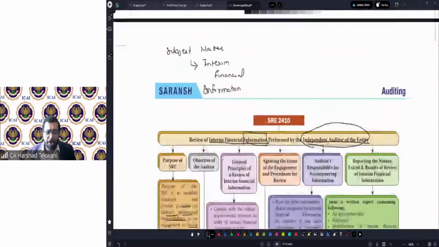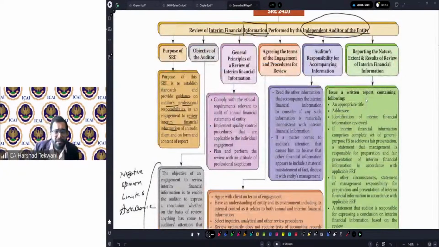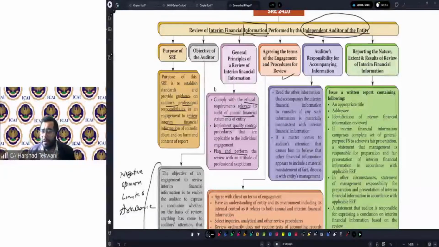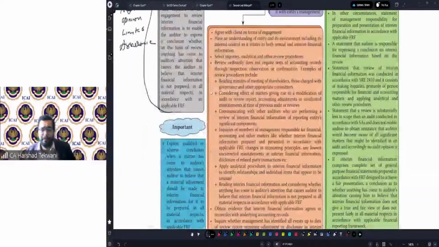And if I talk about the requirement part wise, whatever requirement is there for this particular standard, it's the same. For example, comply with ethical requirements relevant to the audit of annual financial statements, implement quality control, plan and perform the audit. Then you are agreeing the terms of the engagement. Now here the only thing is, when you are agreeing the terms with the client, you understand that you are the independent auditor of the company. So accordingly, you need to think of both the engagements, annual plus interim.